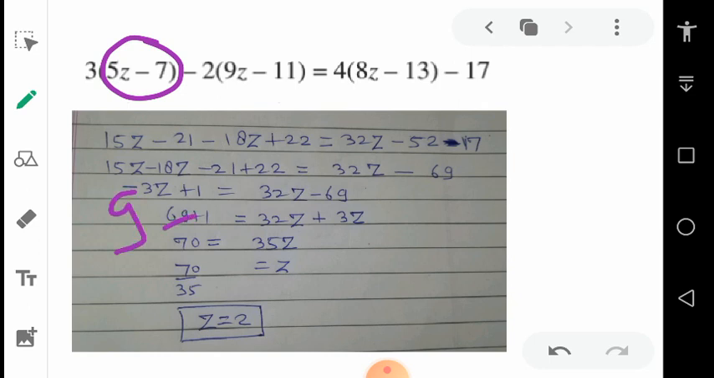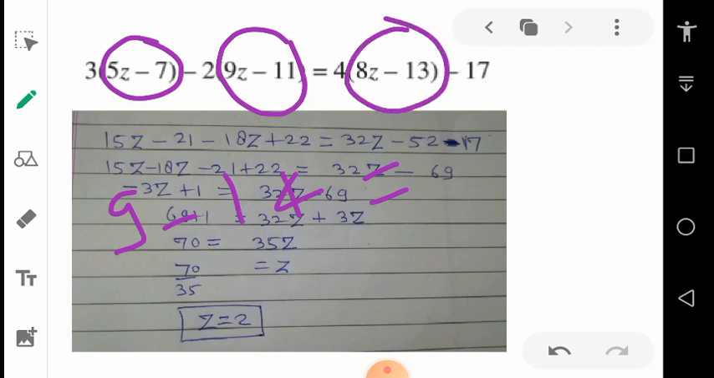Now in the second bracket, see inside the circle, z is 2, so 9 times 2 is 18, 18 minus 11 is 7, and 7 times 2 is 14. All right, now inside the third bracket, see the circle, z equals 2, so 8 times 2 is 16, 16 minus 13 is 3, and 4 times 3 is 12, and it is the RHS.